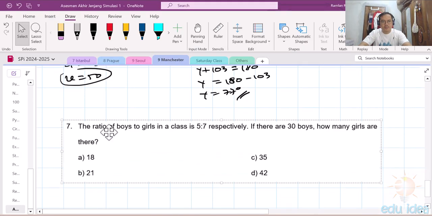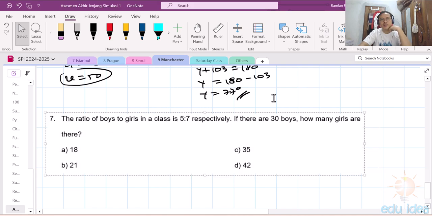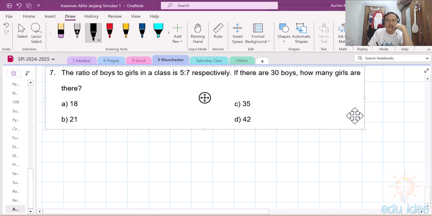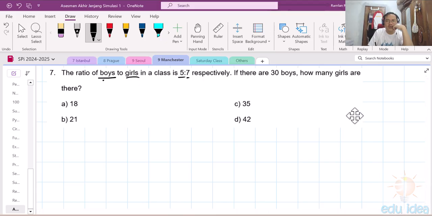Okay. The ratio of boys to girls in the class is 5 to 7 respectively. So in here, the boys is represented by the 5 and the girls is represented by 7. If there are 30 boys, how many girls are there? Okay, so it's pretty easy.